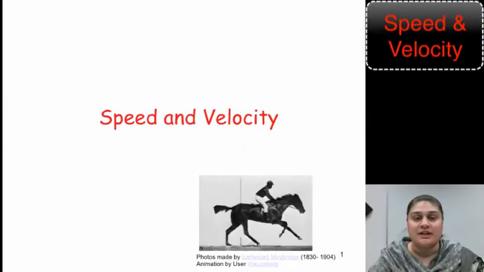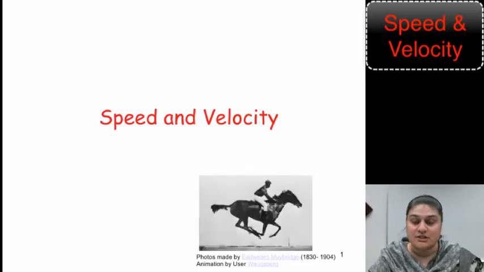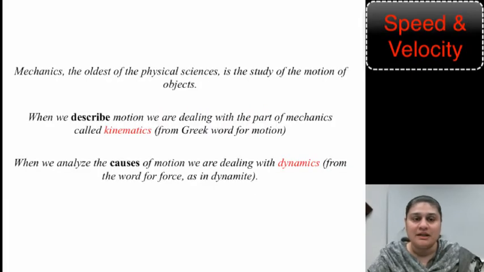So in this part of the lecture, we will talk about the difference between speed and velocity. Mechanics is the oldest branch of the physical sciences, and it is the study of objects. When we describe motion, we are dealing with a part of mechanics that is called kinematics, which is from the Greek word for motion. When we analyze the causes of motion, we will deal with dynamics, from the Greek word of force, such as dynamite.